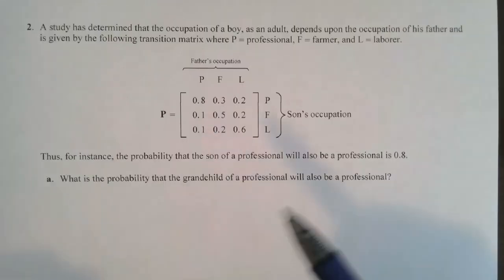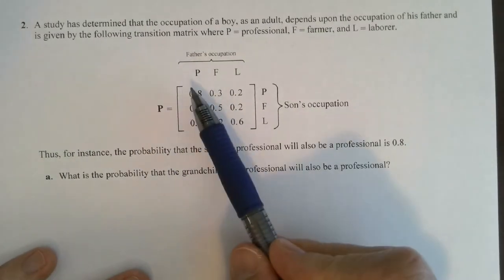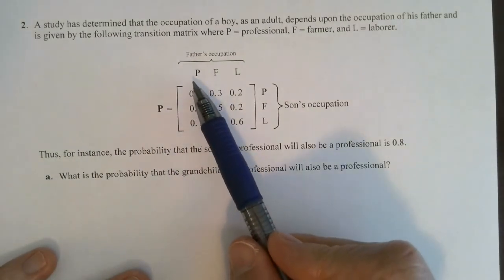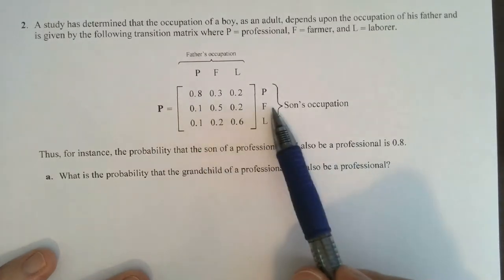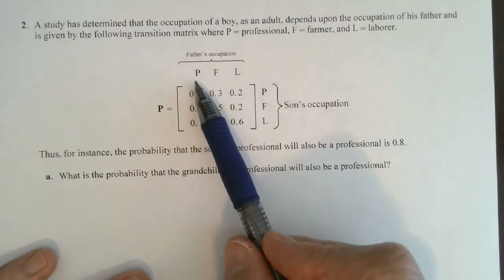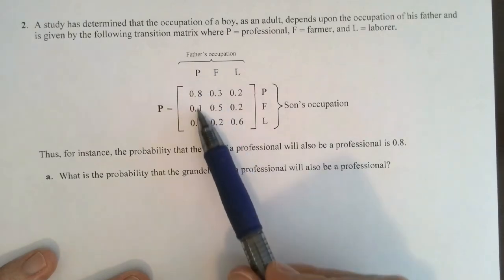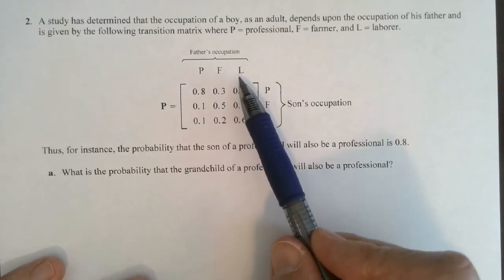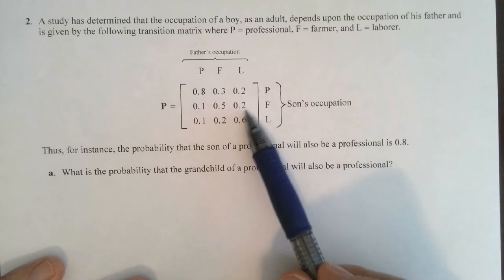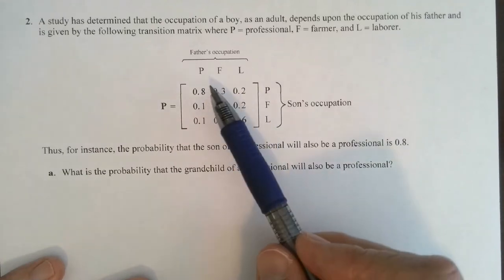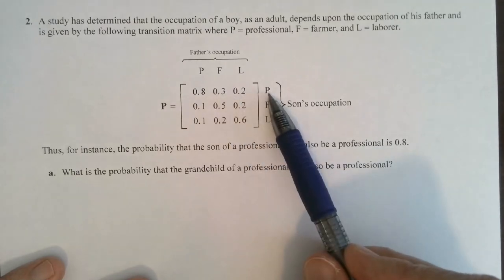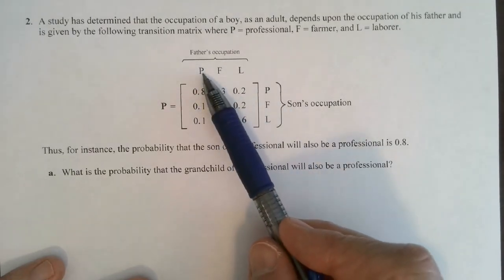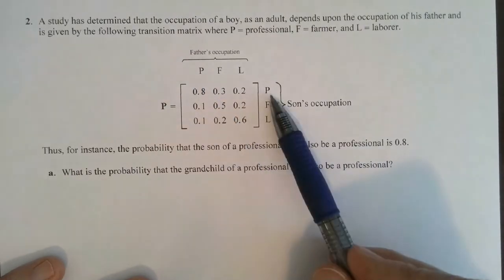And so, what's this say? So the probability that a father who is a professional, what's the probability his son becomes a farmer? So from professional to farmer? Right, 10%. 10% chance a son of a professional will be a farmer. What's the probability the son of a laborer will be a farmer? 20%. What's the probability the son of a farmer will be a professional? 30%. What's the probability the son of a professional will also be a professional? 80%. See how that's working?